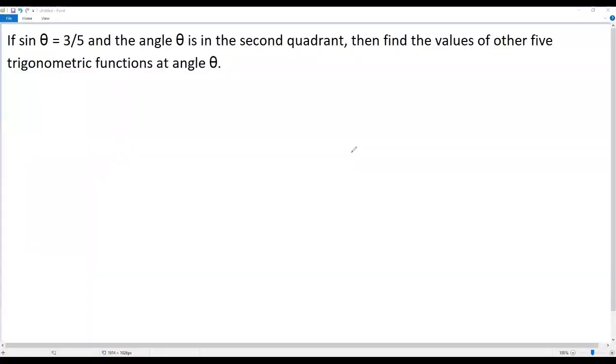Here we have a problem in trigonometry. Okay, let's go with the question. If sine theta equals 3 over 5 and the angle theta is in the second quadrant, then find the values of the other 5 trigonometric functions at angle theta.